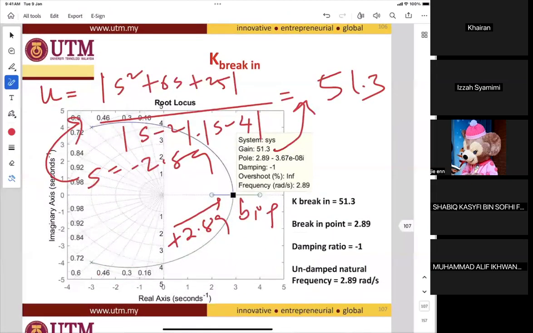Without pressing the calculator, Izzah Shamimi successfully calculated the gain K, 51.3. Brilliant. Okay, and at this break-in point, the damping ratio is equal to 1, meaning that zeta equal to 1.